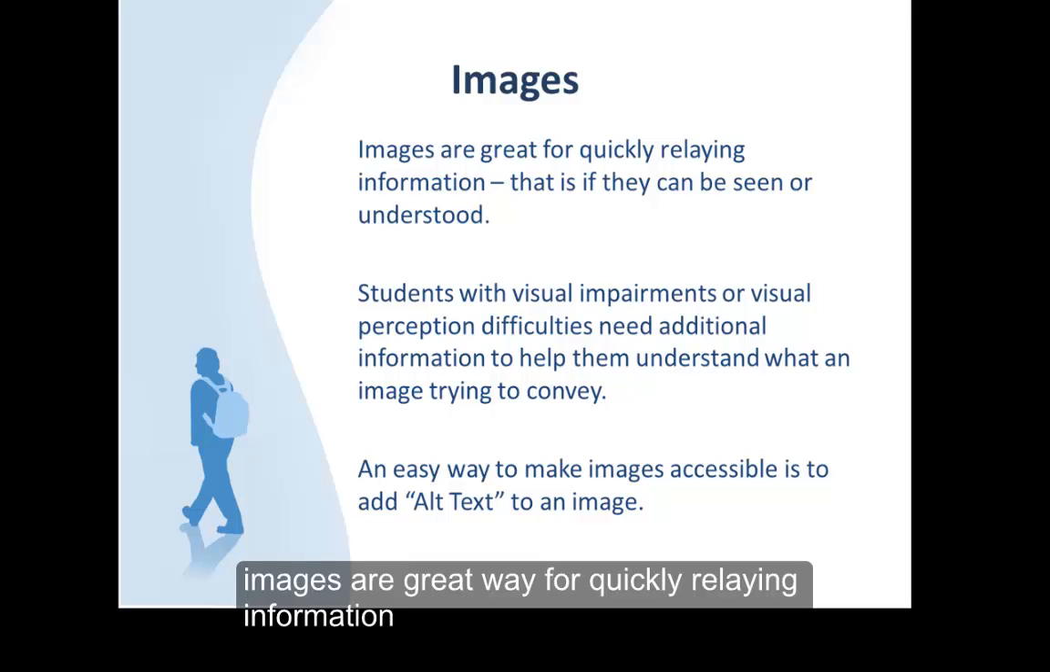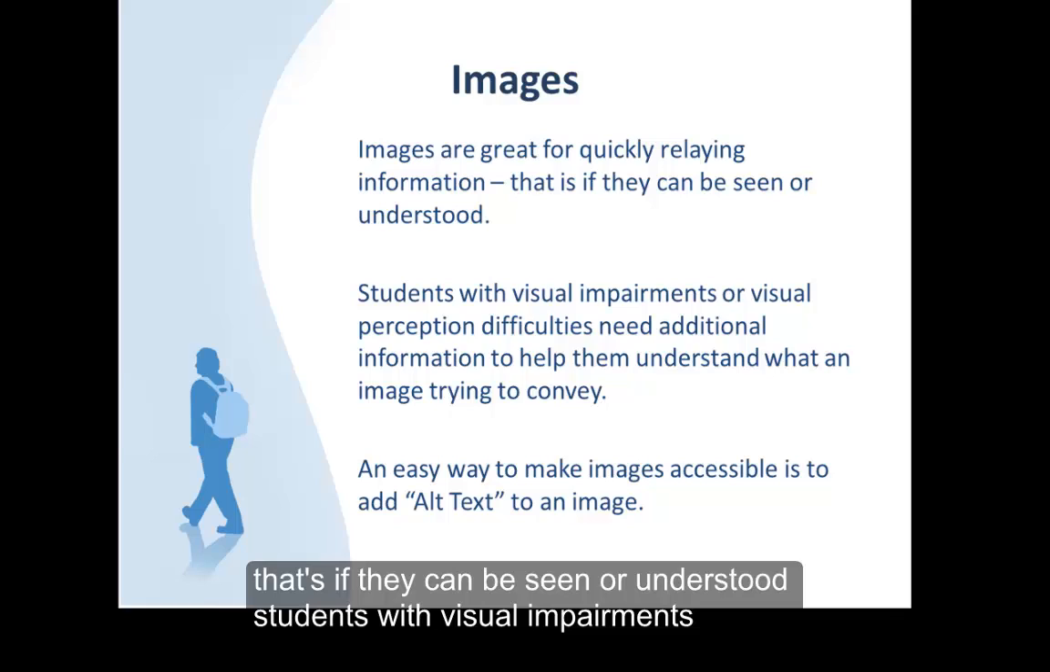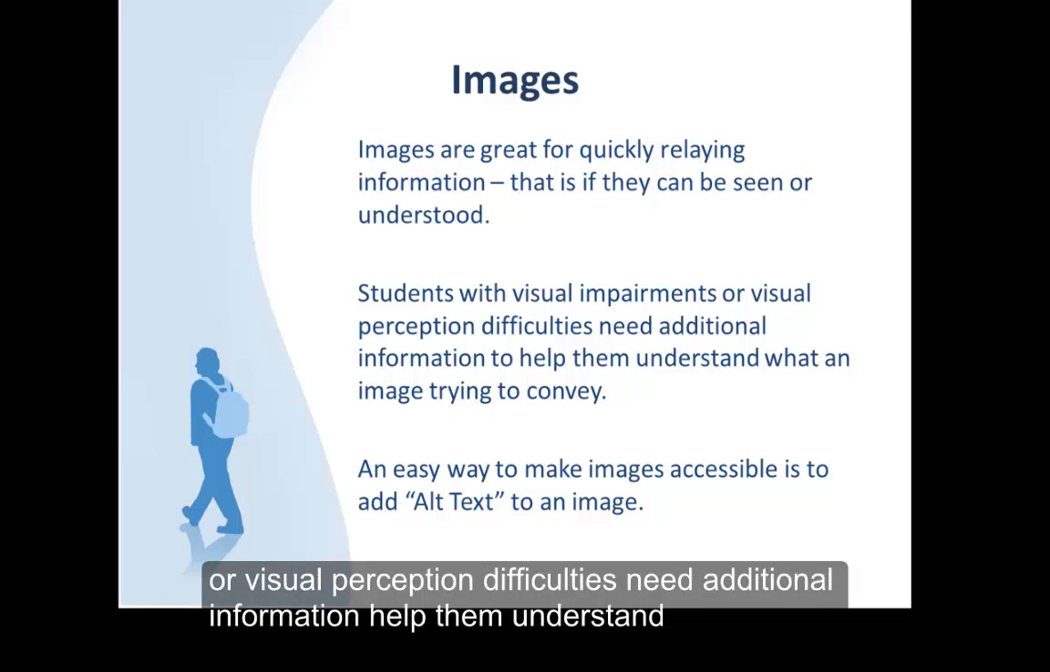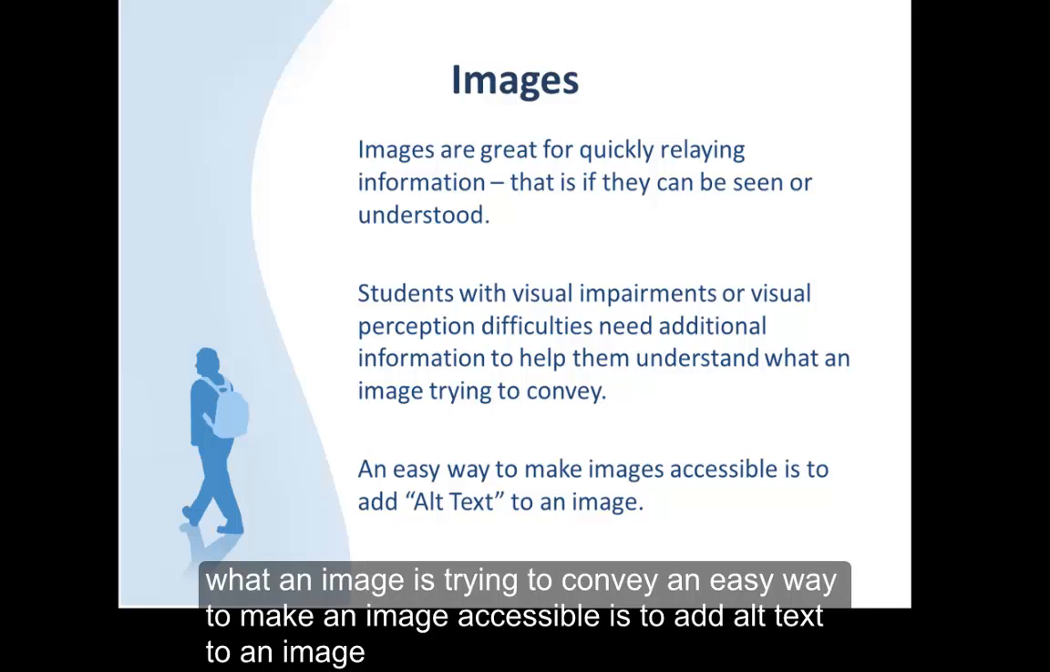Images are a great way for quickly relaying information, that's if they can be seen or understood. Students with visual impairments or visual perception difficulties need additional information to help them understand what an image is trying to convey. An easy way to make an image accessible is to add alt text to an image.